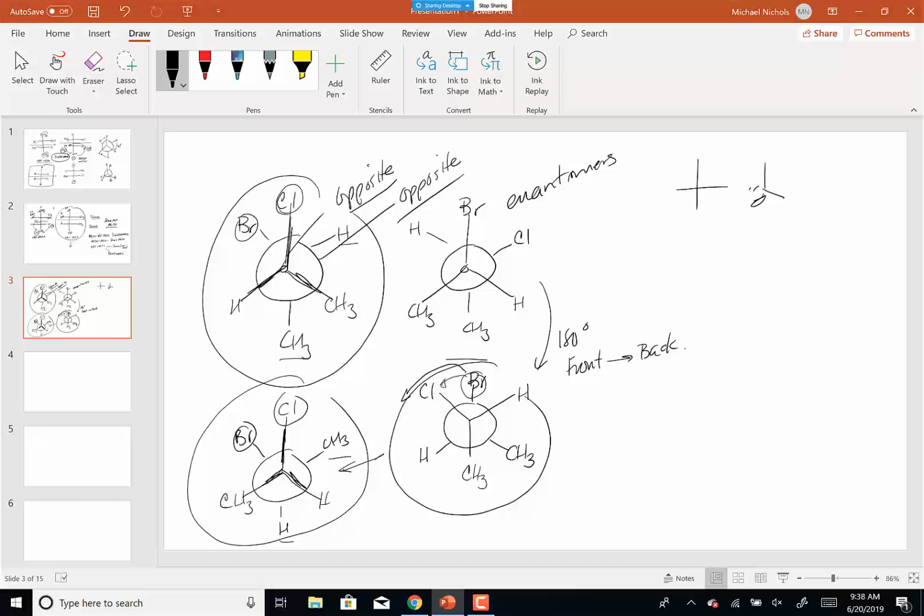So would you like to use projections to look at R and S? Yeah, it's okay. But you're going to use the method that works best for you. You can use R and S as long as one thing doesn't happen: that it has the possibility of being meso. Because R and S will not work if the compound could be meso. So if we determine it's not meso, you can use R and S. Now you're going to have to turn that Newman projection into like a Fischer or a Sawhorse projection in order to make the R and S determination.